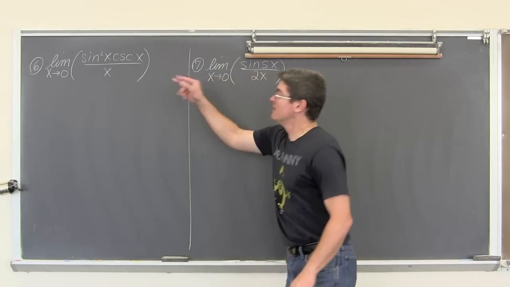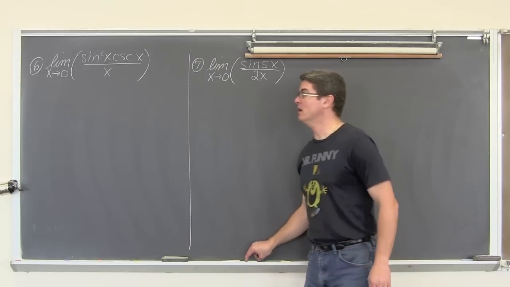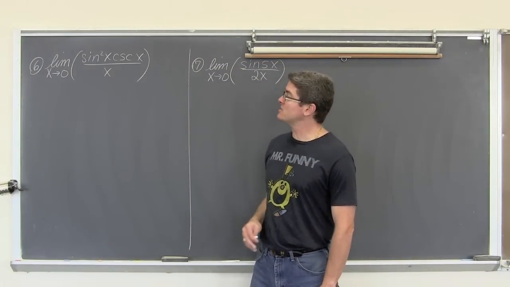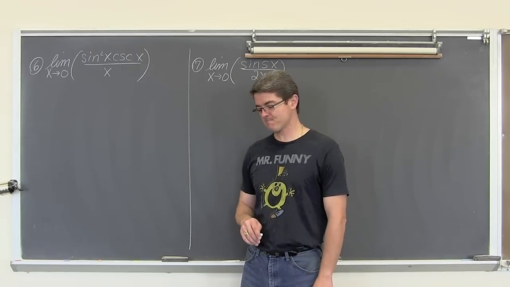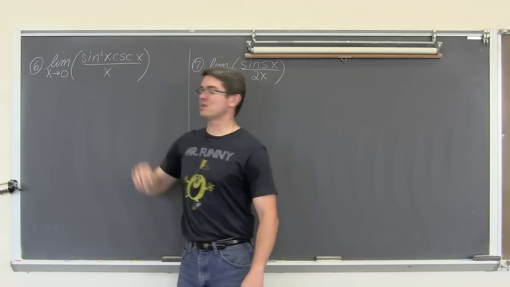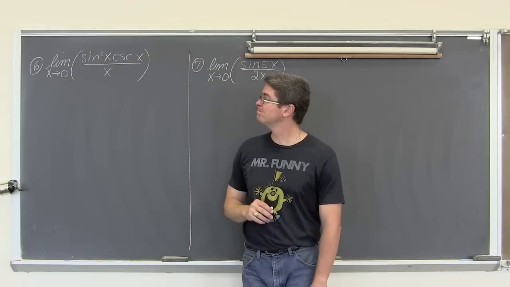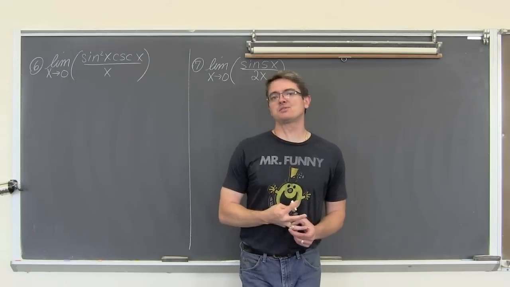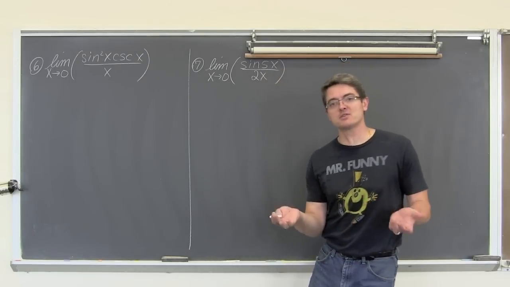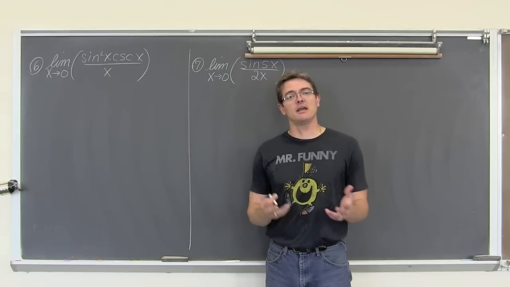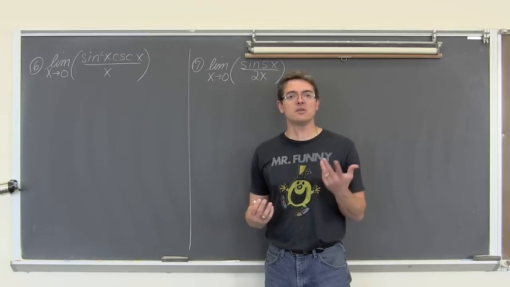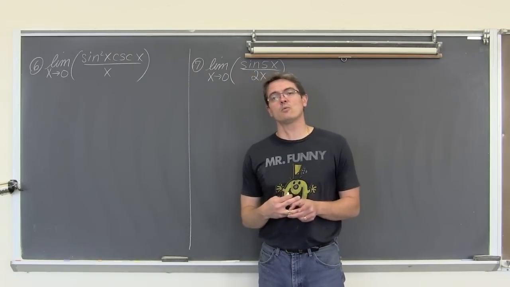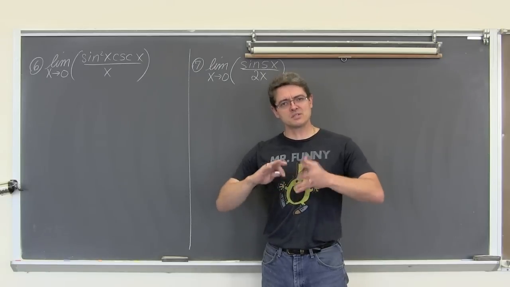Example: the limit as x approaches 0 of sine squared x cosecant x over x. We can't plug in 0 because it makes the denominator undefined. That does not look super easy, but if you remember your trig functions, sine and cosecant are reciprocals on the unit circle: sine of theta is y over r, and cosecant is r over y, so they're reciprocals.